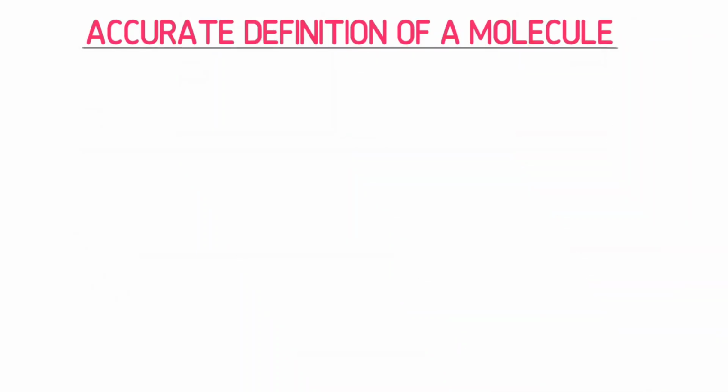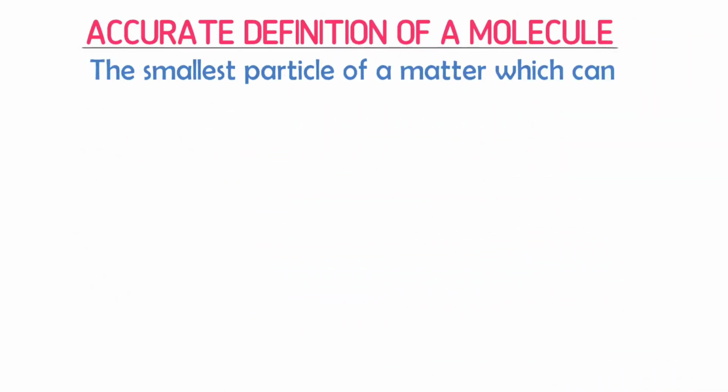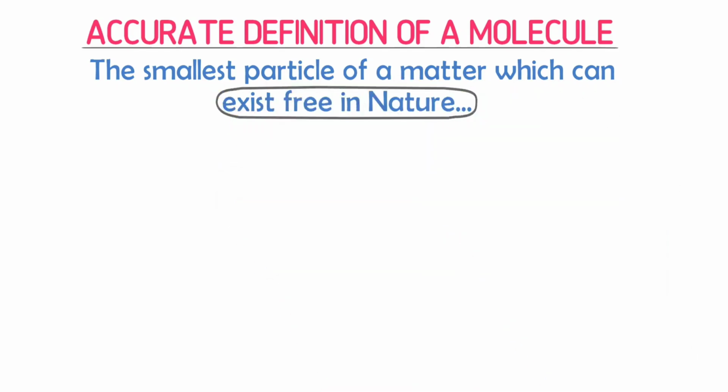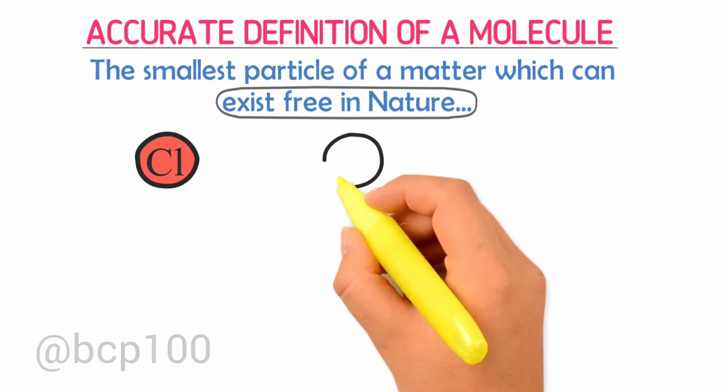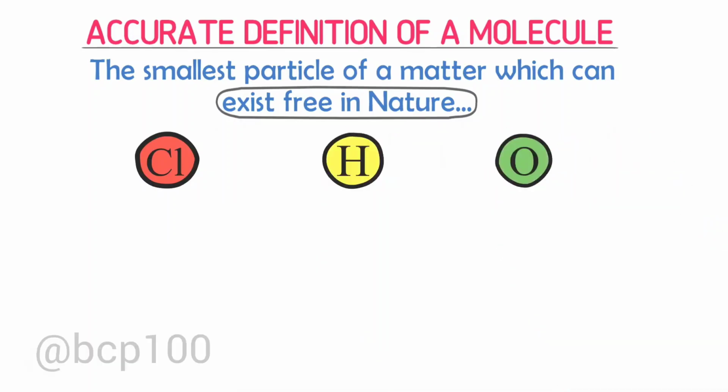Now, the second and most accurate definition of a molecule is: the smallest particle of matter which can exist free in nature is termed a molecule. Now, what is meant by exist free in nature? Well, consider a single atom of chlorine, hydrogen, and oxygen.